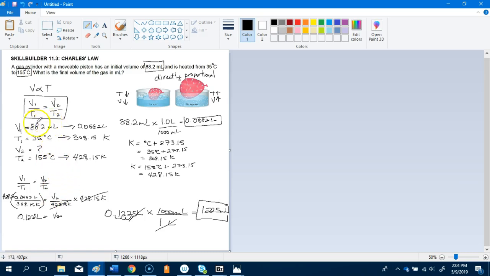So I go from 88.2 milliliters, increasing it to 122.5 milliliters, which makes sense because the volume is going to increase when the temperature increases.